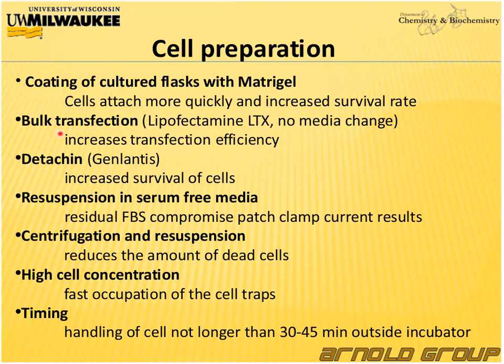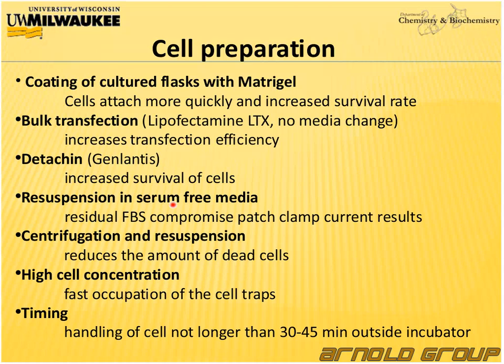We are only doing bulk transfections. That means we are transfecting in the culture flask itself, and therefore we are using Lipofectamine, and we are not exchanging the media after a certain amount of hours. So the transfection reagent stays with the cells for a period of 24 hours. And with this method, we get a very nice transfection efficiency. We are using Detachin instead of trypsin because we have seen that more cells survive this procedure by using this more gentle product by Genlantis.